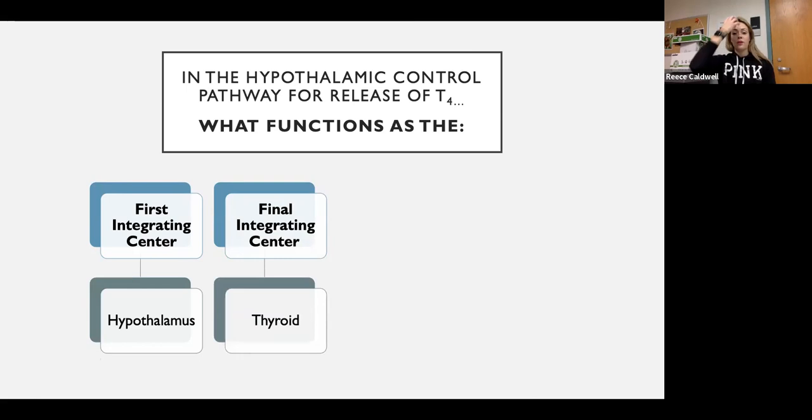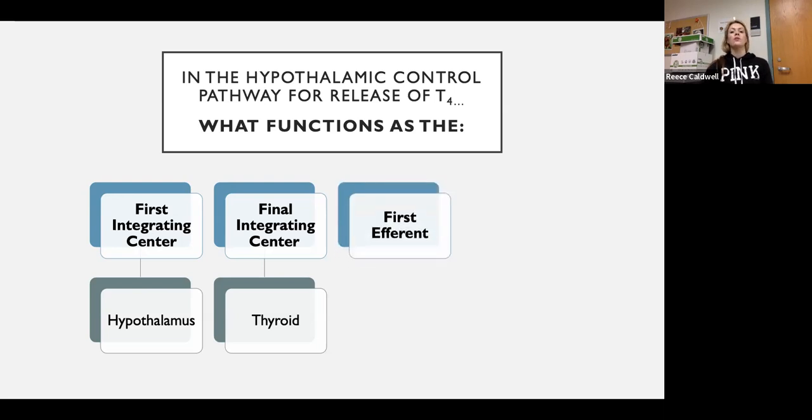So if we were talking about cortisol, what would the final integrating center be? The adrenal cortex. If we were working with our sex hormones, what would the final integrating center be? It would be the gonads. In this course, the final integrating center for growth hormone would be that anterior pituitary, because we don't go as complex with that. All right, cool.